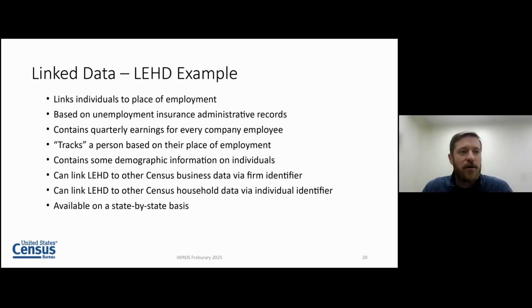And this is available at quarterly intervals, and it comes from state unemployment insurance. So projects are approved on a state-by-state basis. So it's feasible that you won't have all states, but oftentimes you'll have enough states to work with.